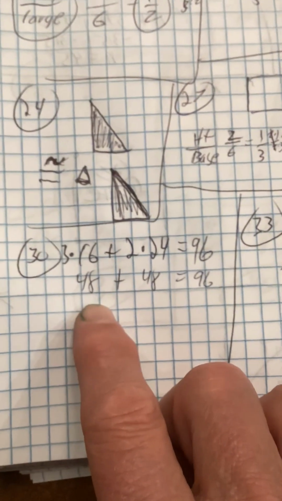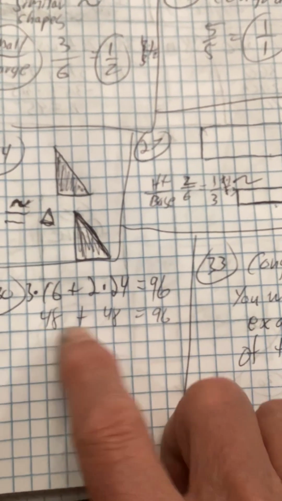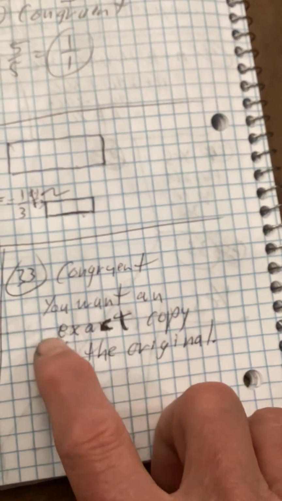Number 30, so there's 3 16s and 2 24s, so 48 and 48 is 96, but here I am writing it using multiplication. And then 33, you'd want it to be congruent because you want the exact copy of the original door. You don't want it bigger or smaller, you want it to fit just right. You want the exact copy.